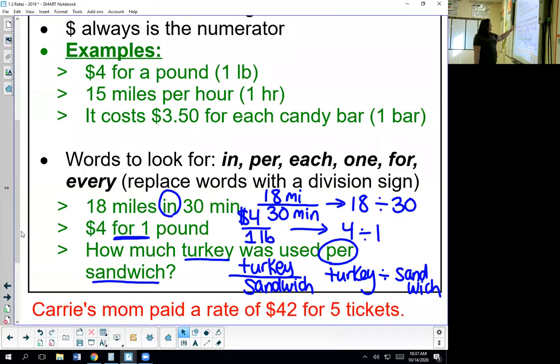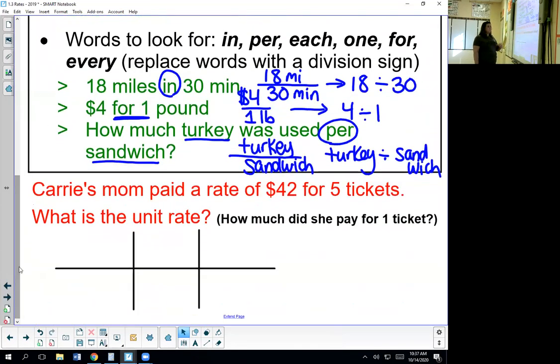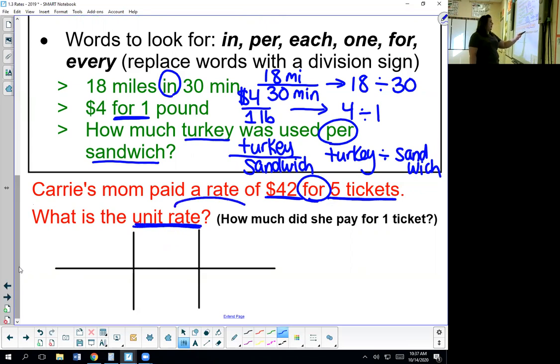So if you look at this first example here, let's say Carrie's mom paid $42, paid a rate of $42 for 5 tickets. What is the unit rate? So I have $42 for 5 tickets. What is the unit rate? Unit rate means I want to know how much did she pay for 1 ticket.